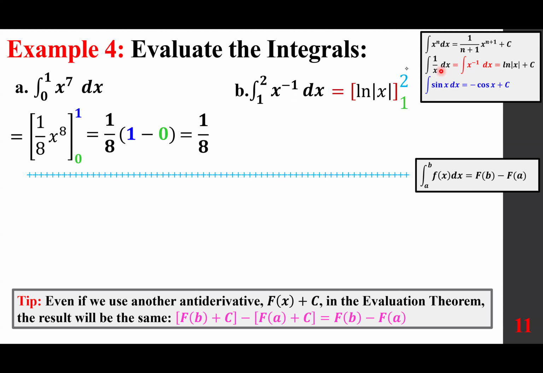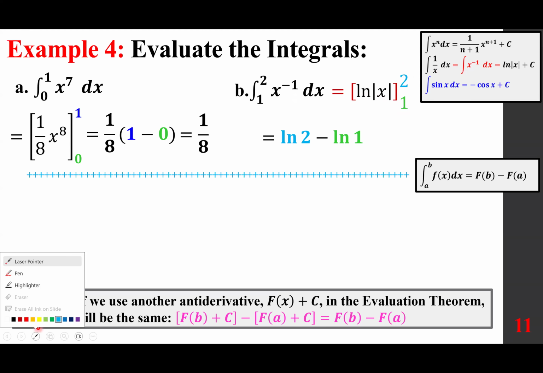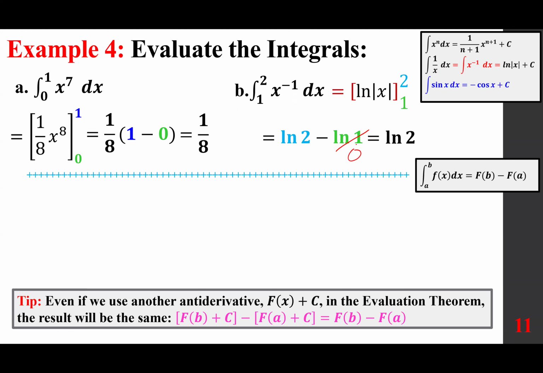And we're going to evaluate it from 1 to 2. It's ln of absolute value of x. Whether I put the absolute value or not makes no difference because the limits are positive. Both of them are 1 and 2. So obviously we know ln 1 is 0. The answer is ln 2, which is the exact answer, everybody.